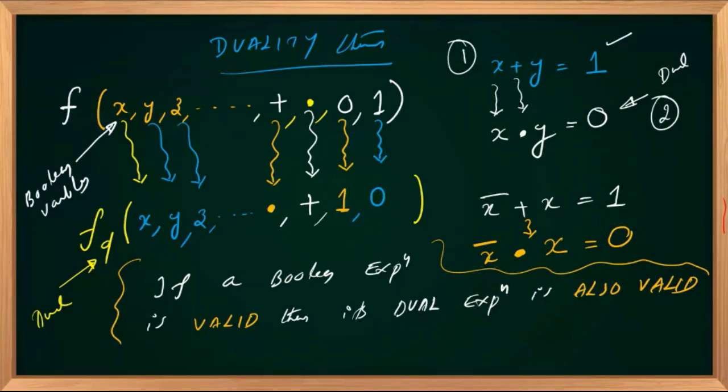Okay, so let us move on to the next slide. We'll elaborate the statement: if a Boolean expression is valid, then its dual expression is also valid. So let us have one simple Boolean expression that everybody knows, 0 dot x. What will be the answer? The result will be nothing but 0 itself. So this is a valid expression.